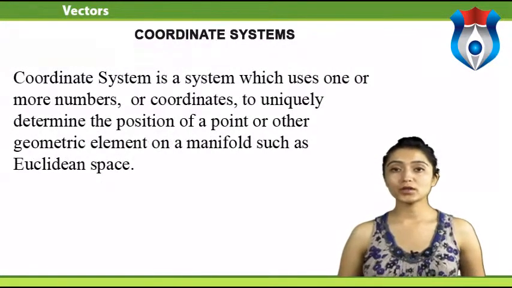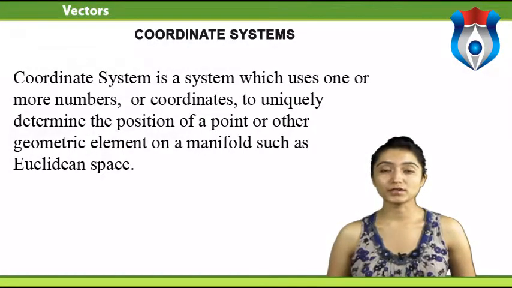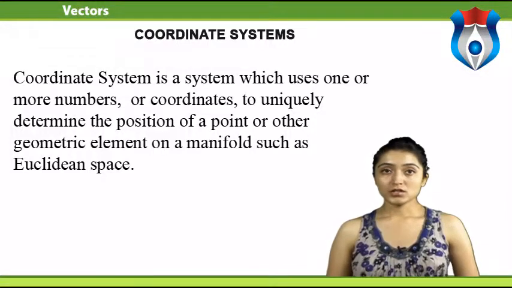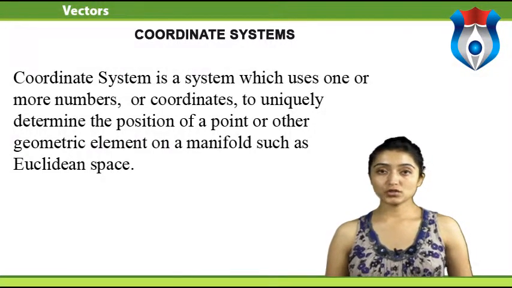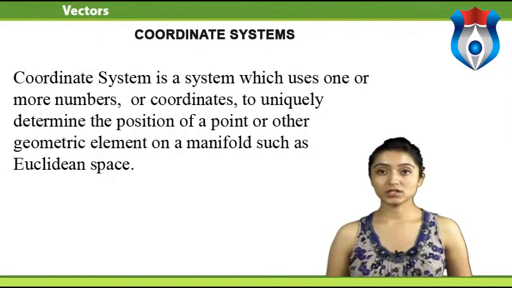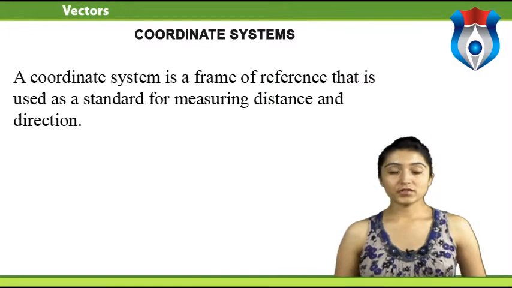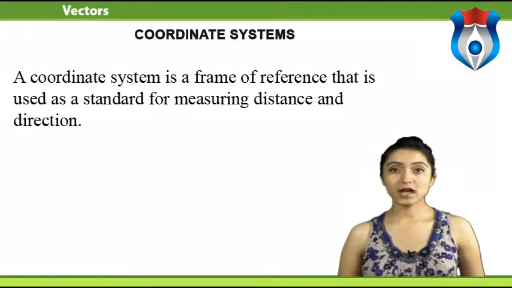Here we will talk about the coordinate systems. A coordinate system is a system which uses one or more numbers or coordinates to uniquely determine the position of a point or other geometric element of a manifold such as Euclidean space. A coordinate system is a frame of reference that is used as a standard for measuring distance and direction.